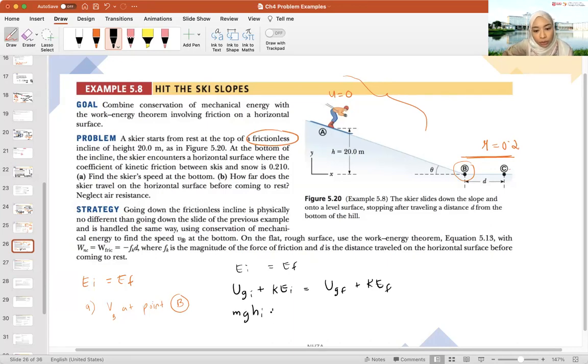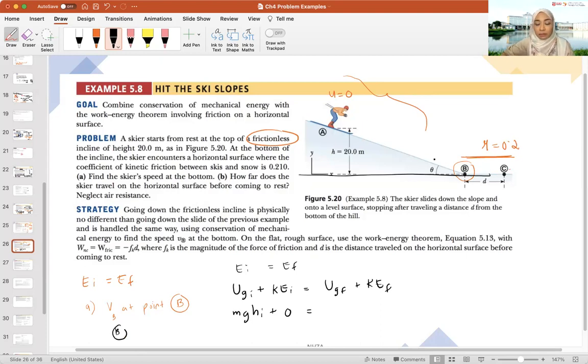MGH initial. And what about KE? What is our KE initial? What is our velocity initially? Zero. KE is 0, so this is going to be easy for us. What about our UG final? We are assuming that point B is our final for part A. Zero, because this is our reference height.